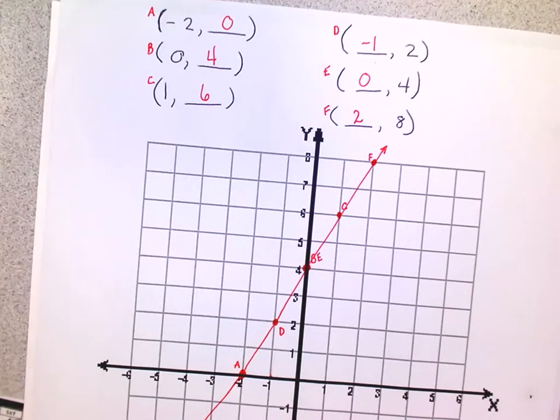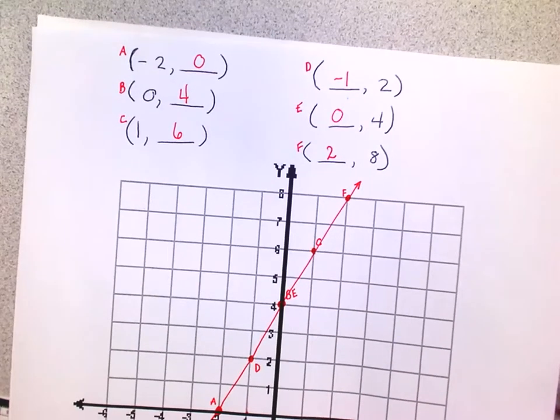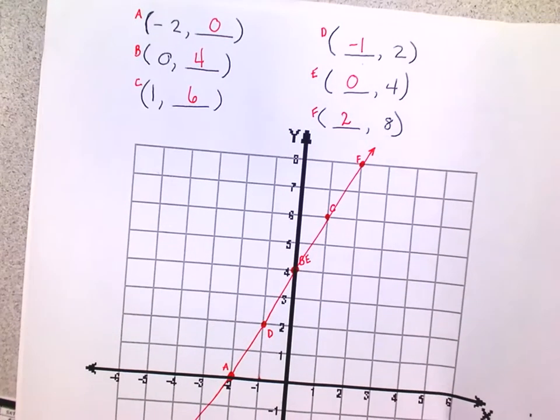Okay, and we just took y equals 2x plus 4, and this is what it would look like as a line.